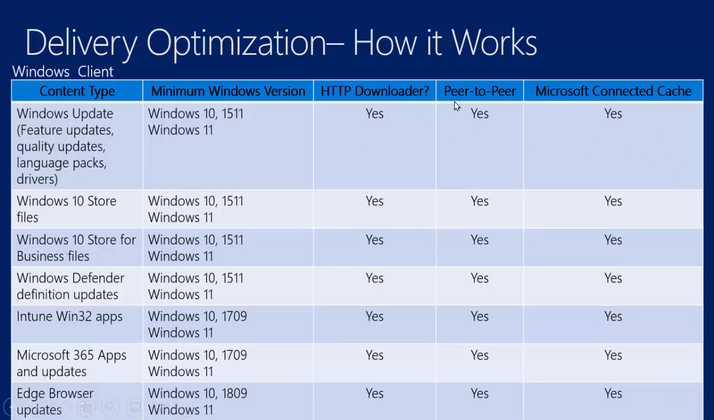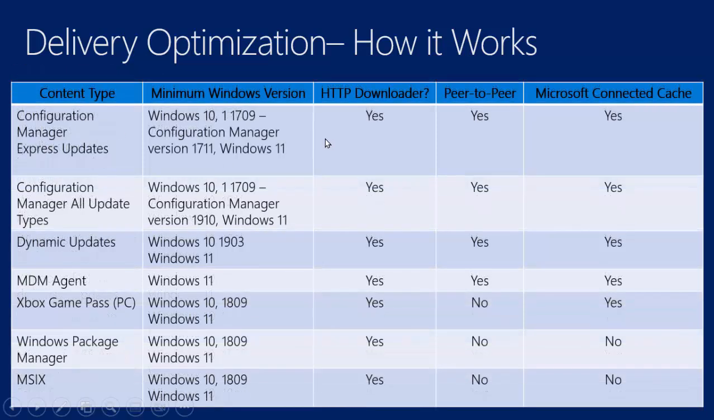You'll see that all of the content pieces on this first slide are all supported for all three. That includes Windows Update, that's feature updates, quality updates, language pack, drivers, Windows Store files, Windows Store for Business files, Defender definition updates, Intune Win32 apps, Microsoft 365 apps, Edge browser updates. So a good chunk of content right there, but we can keep going.